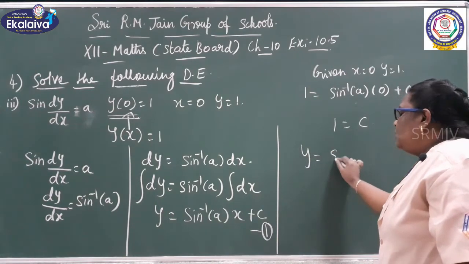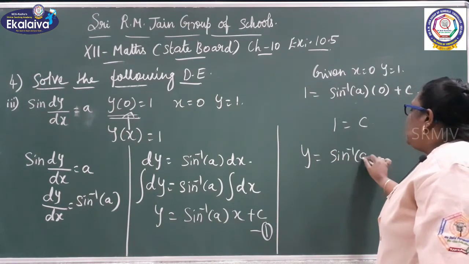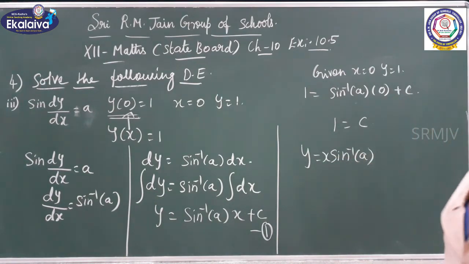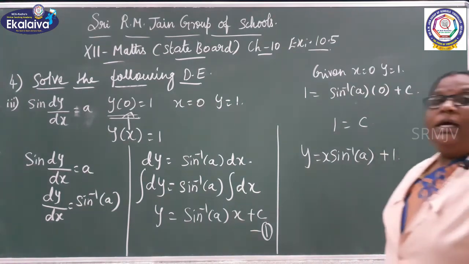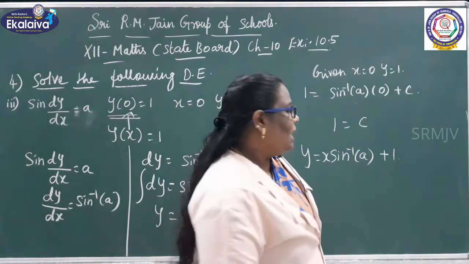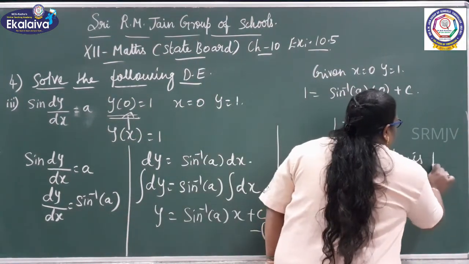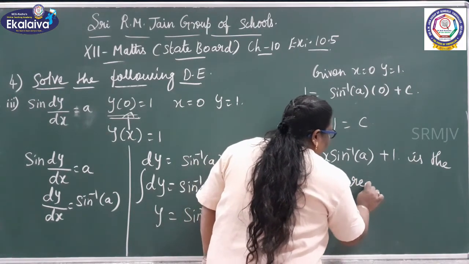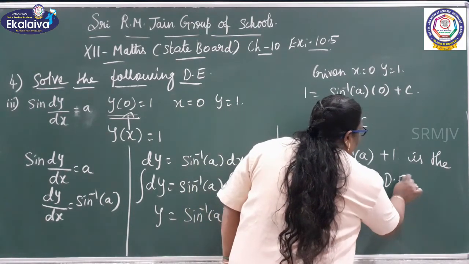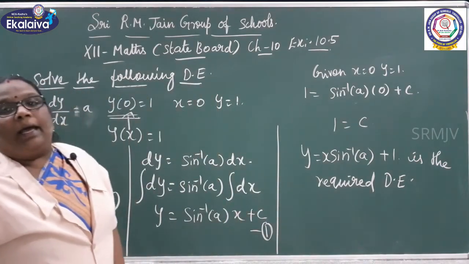So the c value you can substitute in this equation 1. Y equal to sine inverse of a into x, you write it in the front, plus c value is 1, is the required differential equation.